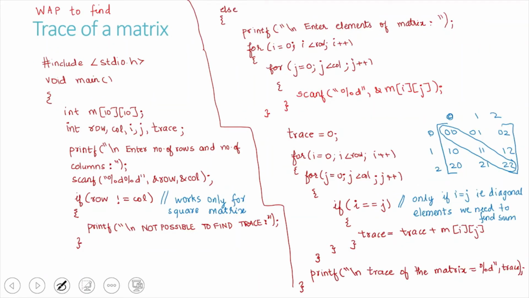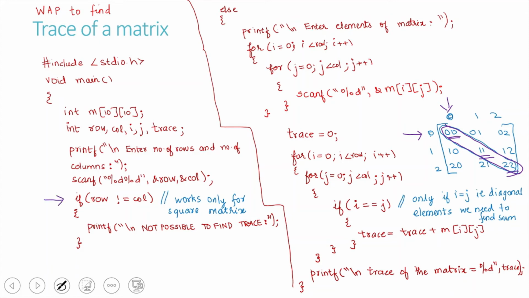Next, you are supposed to find the trace of a matrix. So remember that trace of a matrix means you are supposed to find the row and the column, and only if they are equal that forms the diagonal. And you have to find the sum of these diagonal elements, which is called the trace. So trace of a matrix means the sum of its diagonal elements, and we need to find the diagonal elements only if it is a square matrix.